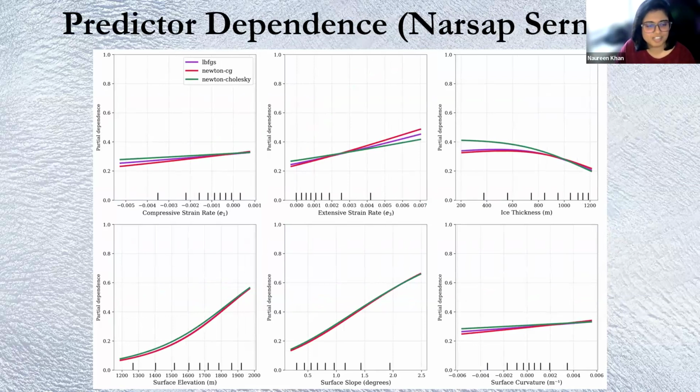And for the Narsap Sermia case, I'm showing the same situation, where the individual predictors show how much they contribute to the probability of crevasses. It seems that compared to Pakitsoq, surface slope plays a much stronger role for Narsap Sermia. As you probably know, Narsap Sermia is a more mountainous marine-terminating glacier. So the higher you go, the slopes become steeper, and then the higher elevation crevasses come up over there.